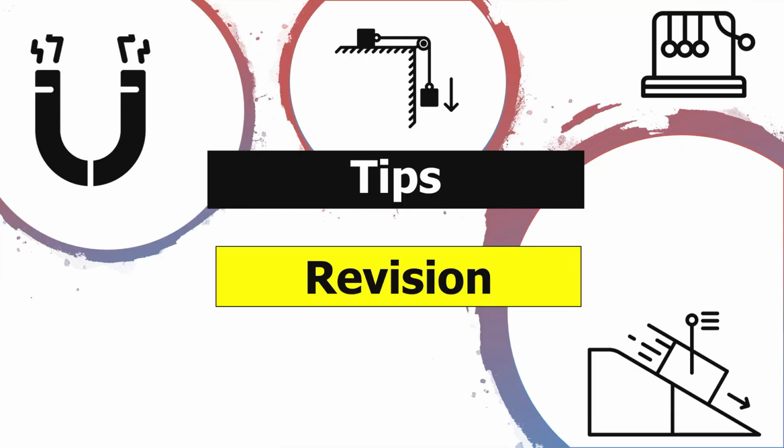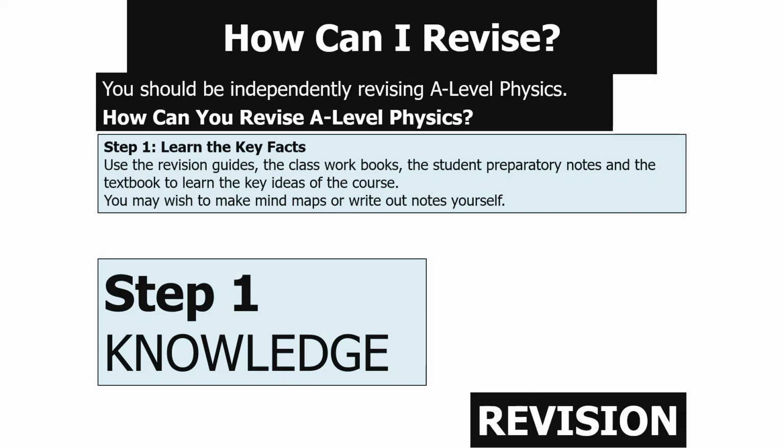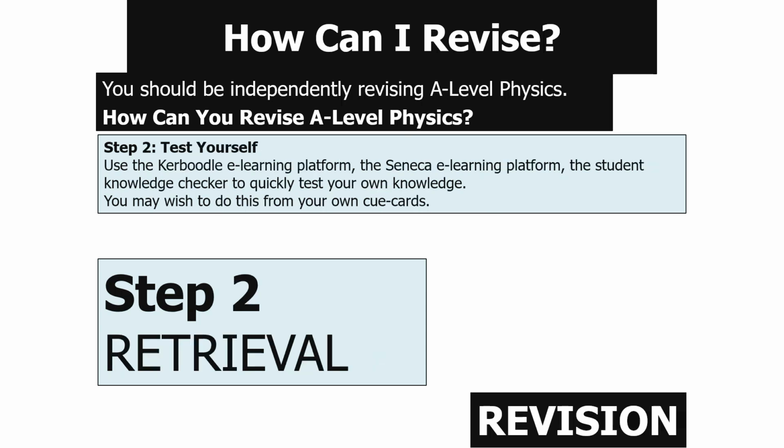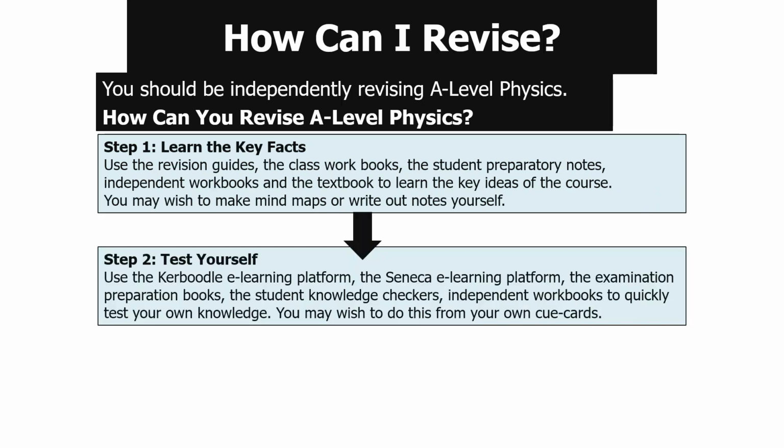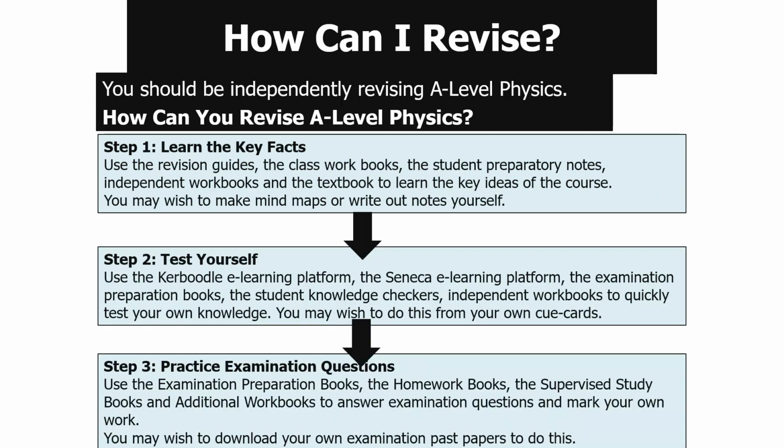So how should you be revising A-Level Physics? The first step is to learn the key facts. Use revision guides, class workbooks, prep notes and textbooks to learn the key ideas of the course. Secondly, you should then be testing yourself. Use things like Caboodle, Seneca, student knowledge checkers and cue cards to quickly test your own knowledge. Finally, use exam preparation books, homework books, study books and additional workbooks to answer exam questions and mark your own work, and you may wish to download your own exam past papers to do this. So, learn the key facts, test yourself, and practice exam style questions.